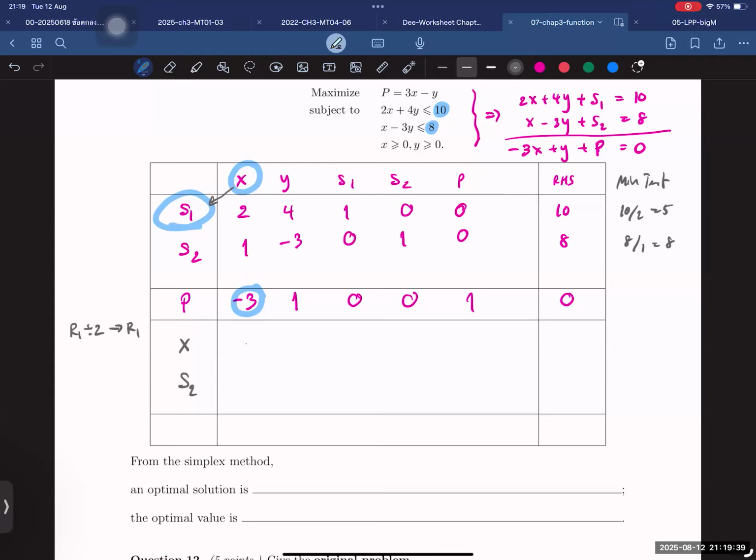For row 2, we're going to use this, right? So the new one, we put negative row 1 new, plus row 2, and put it back to row 2.